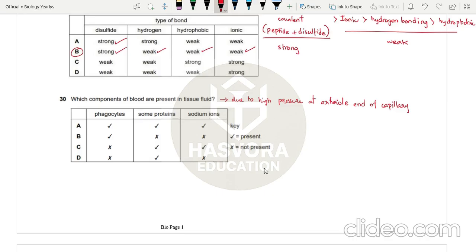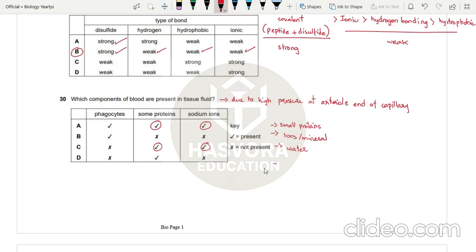So only small proteins leak out and form the tissue fluid. The ions, or you can also say the mineral salts, toxic waste also, and there is a large quantity of water as well. So now we have the ions and some proteins. So this and this will be correct. Okay. Now how are we going to decide whether the phagocytes are present in the tissue fluid or not?